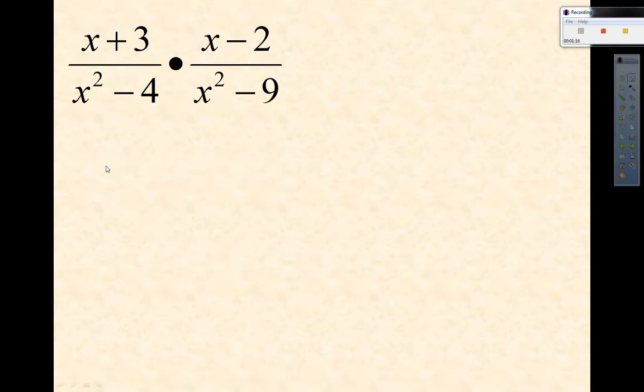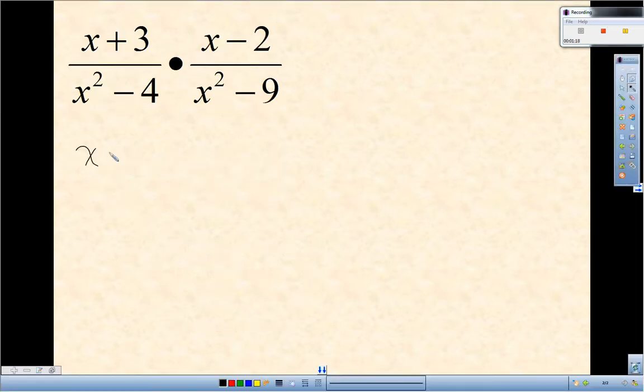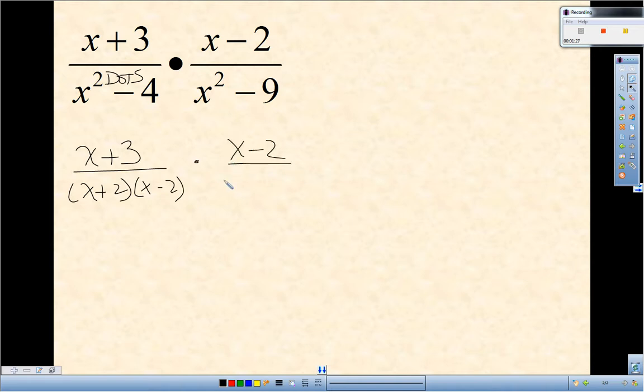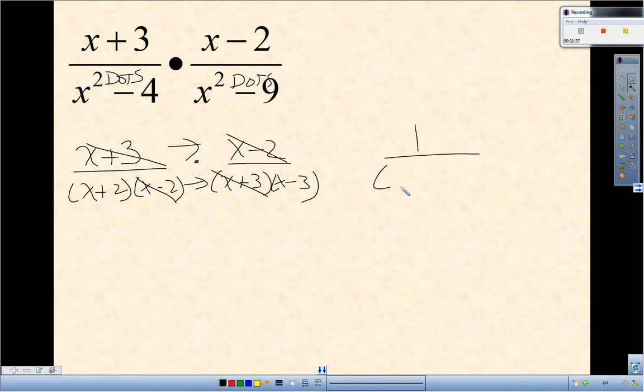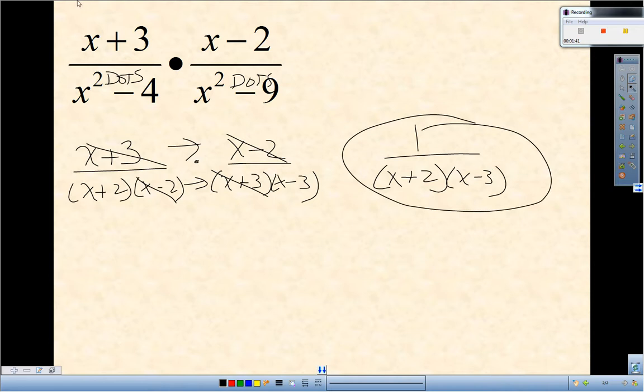Alright, let's take a look at another one. For this one, the numerator can be left alone, but in the denominator, this is a difference of 2 squares, so I'm going to factor that into x plus 2, x minus 2. The numerator of this one can be left alone, but this is also a difference of 2 squares in the denominator, so x plus 3, x minus 3. X plus 3 is crossed out, x minus 2 is crossed out. Multiply straight across, that leaves me 1 over x plus 2 times x minus 3.